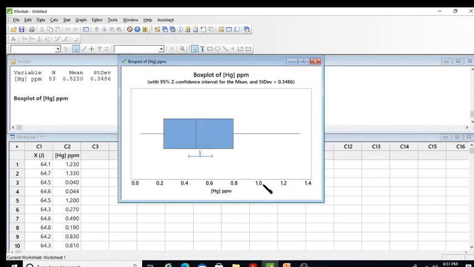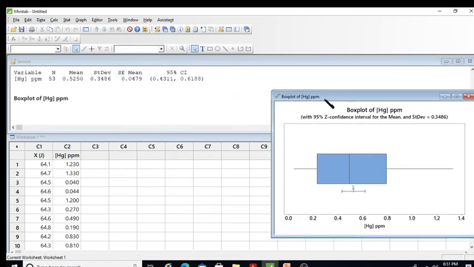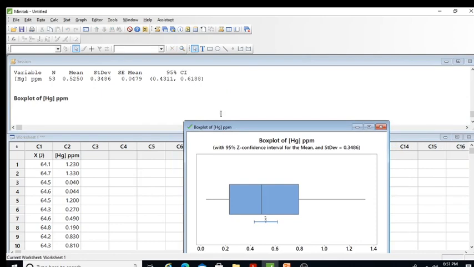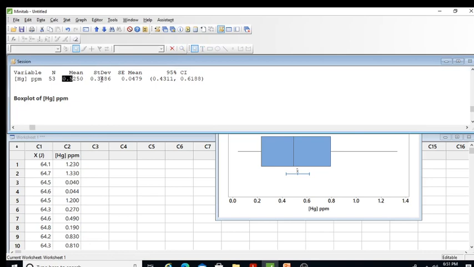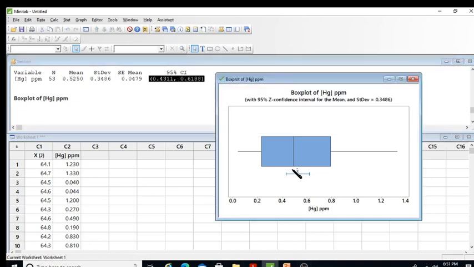So if I click on that, I can see 0.4311 and 0.6188. It's quite a short confidence interval, because if your sample size is large, then the width of the confidence interval is very short. So that's why you can see your mean value is this, your standard deviation is this, and your confidence interval is this. So very quickly we can do it, and we can see the box plot as well as the confidence interval.